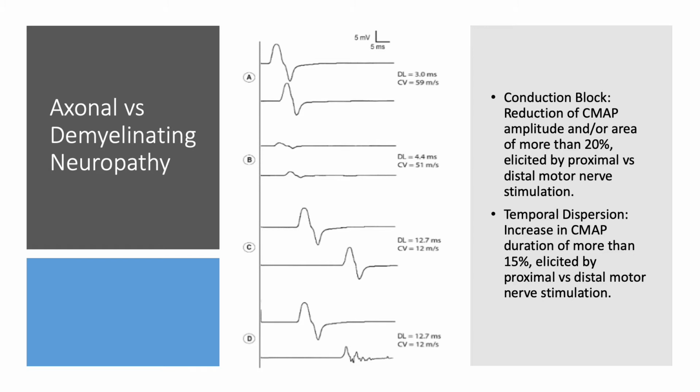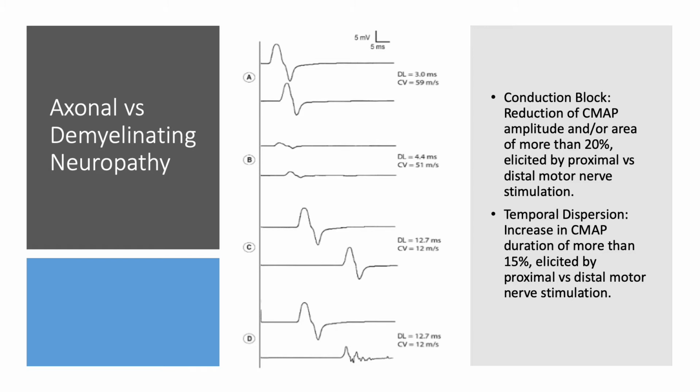Here we have four charts A, B, C, D. Looking at A, which is a normal case, what we see is we have two waves which have similar amplitude or heights, and their latencies are within normal limits. The top wave represents the distal stimulation site, and the proximal site is recorded by the bottom wave, and this represents a normal variant.